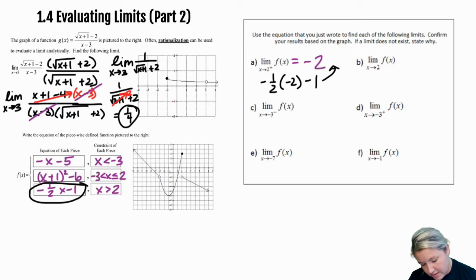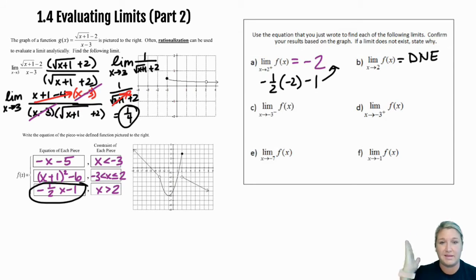So then the limit as x approaches 2 overall does not exist, because remember, as it approaches from the left and the right, it misses. So that does not exist, since the limits are not equal.